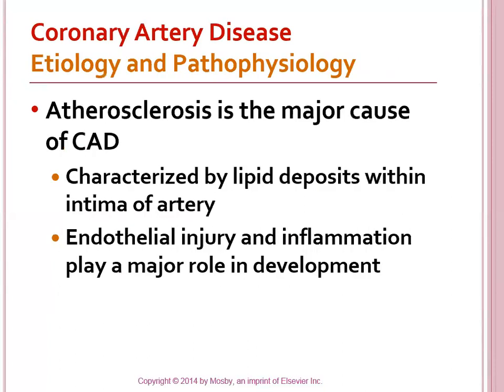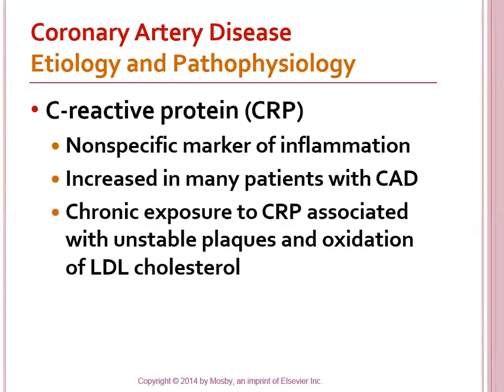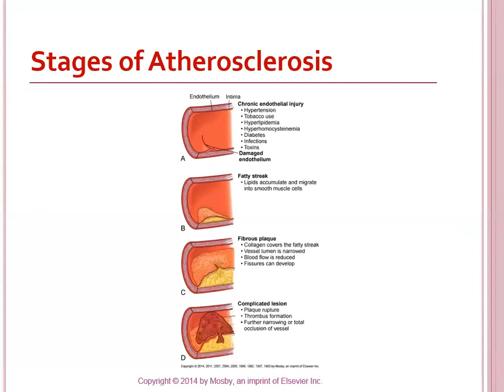So the pathophys is in your guys' book. Atherosclerosis is a major cause of coronary artery disease. What essentially it is, is fat in the artery, okay? Deposits of lipid in the artery. Also, endothelial injury and inflammation can play a central role in the development of atherosclerosis. So there's different stages of atherosclerosis. Do you guys have to memorize these? No, you don't, but they're here.